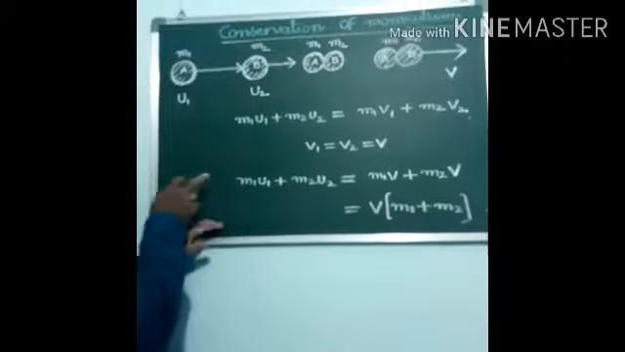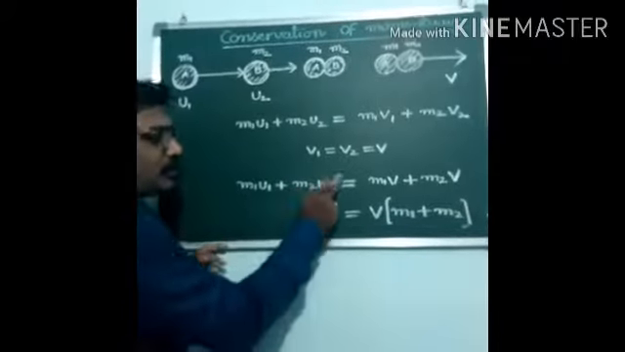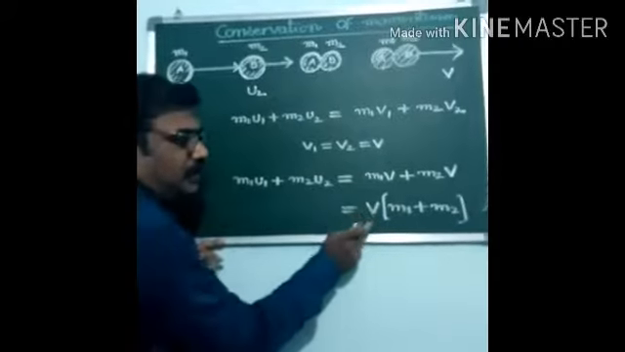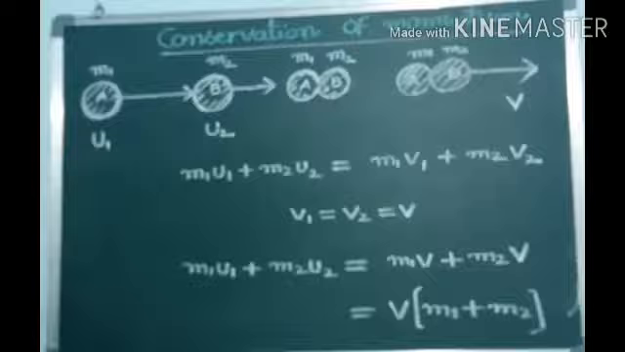Then the equation of conservation of momentum is m1 u1 plus m2 u2 is equal to v, the common velocity, into (m1 plus m2). Two masses m1 and m2 collided with each other. After collision, both stick together and move. Then the final equation is m1 u1 plus m2 u2 equal to v into (m1 plus m2). V is the common velocity. Thank you.